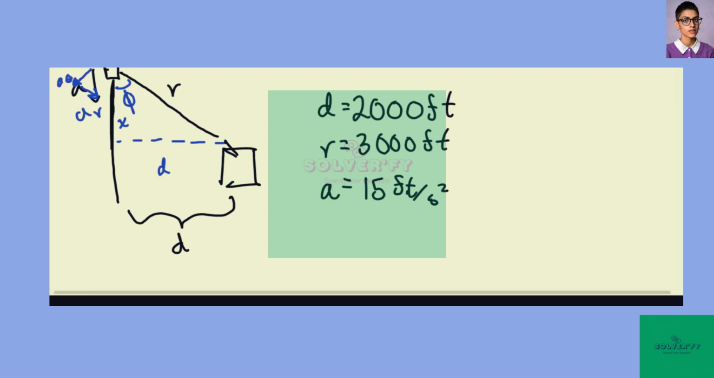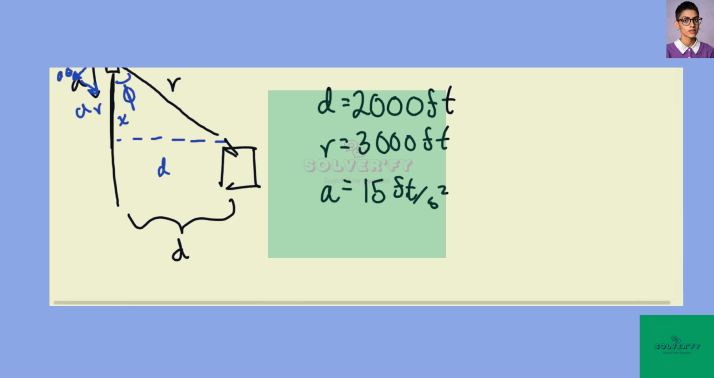In this problem, we have a boat with a searchlight on it that's some distance D, 2,000 feet, from the shore, and a car on the shore that's driving down with some acceleration A, 15 feet per second squared. We're interested in finding the angular acceleration, theta dot dot, at the moment when r is 3,000 feet, where r is the line that the light traces from the car to the searchlight.